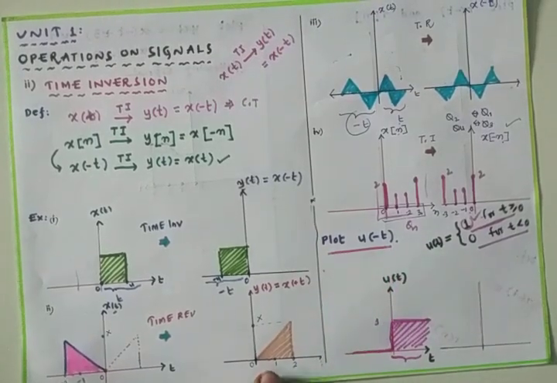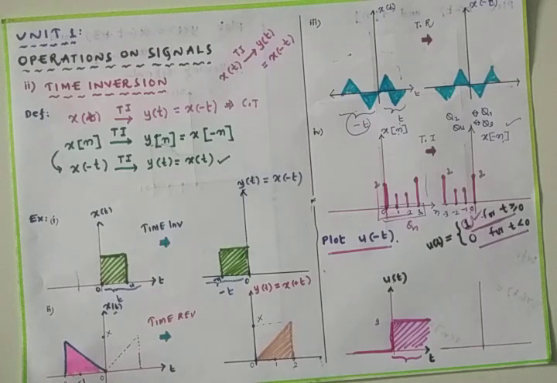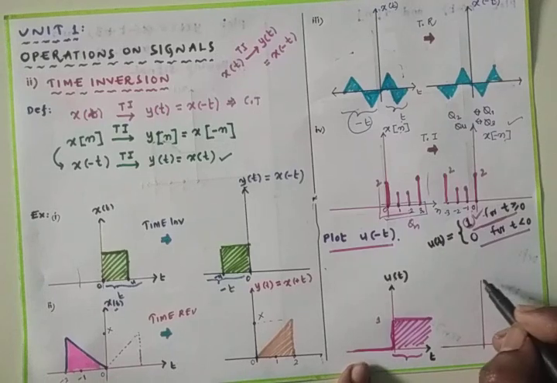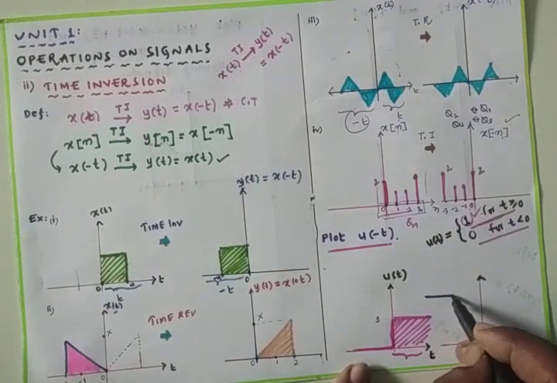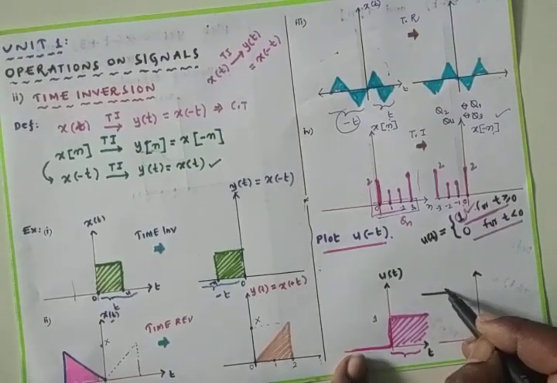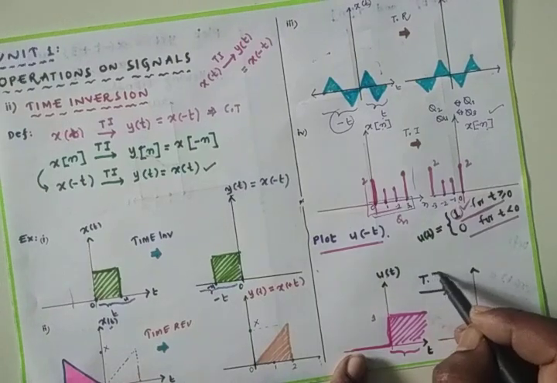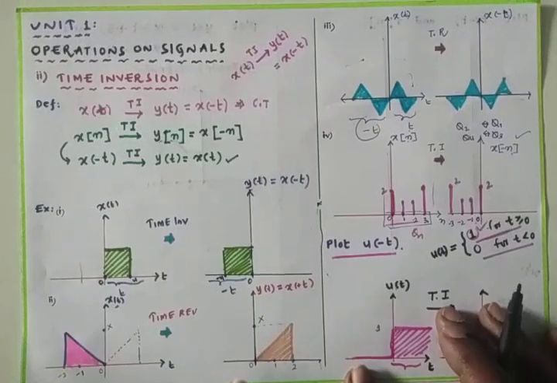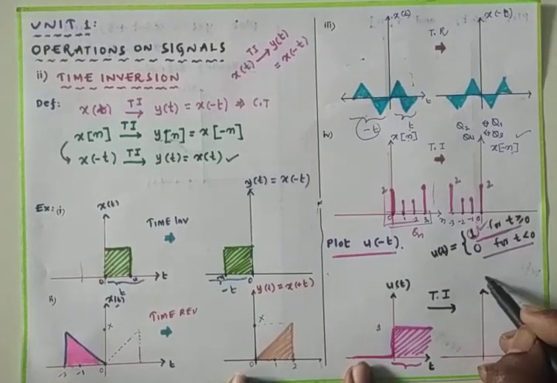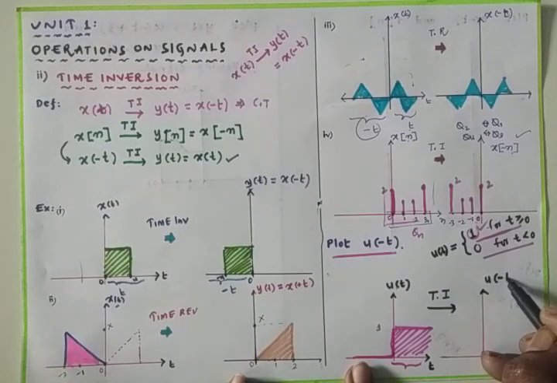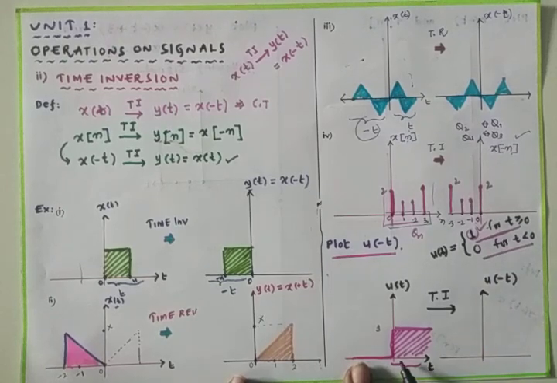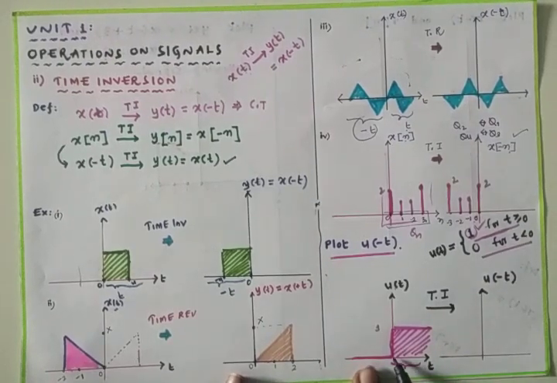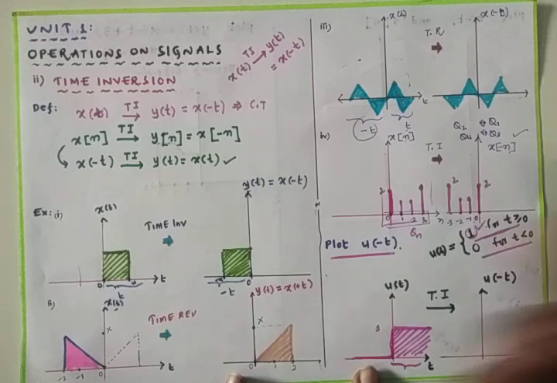U of minus t. That means t is simply replaced by minus t. We should apply the time inversion operation or time reversal operation. In that, t will be replaced by minus t, so that it will be u of minus t now. Here, where t is positive, that is replaced with minus t.